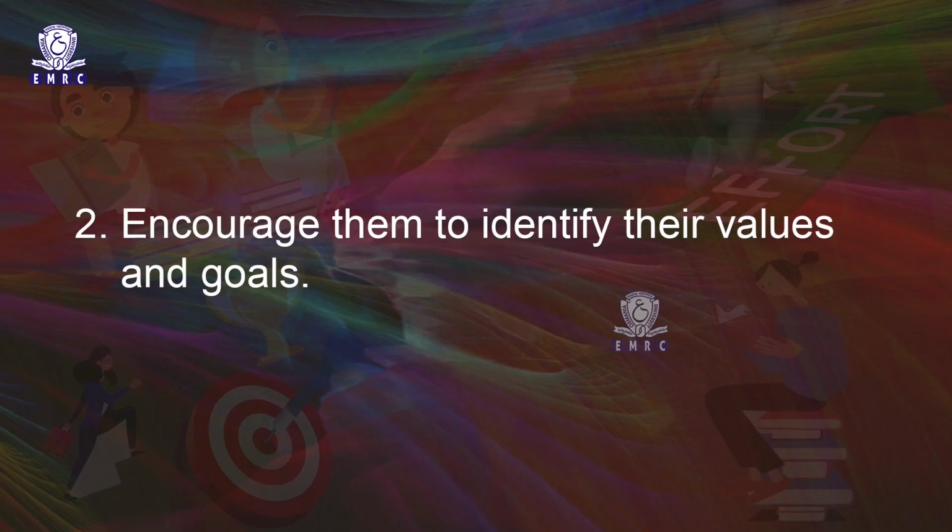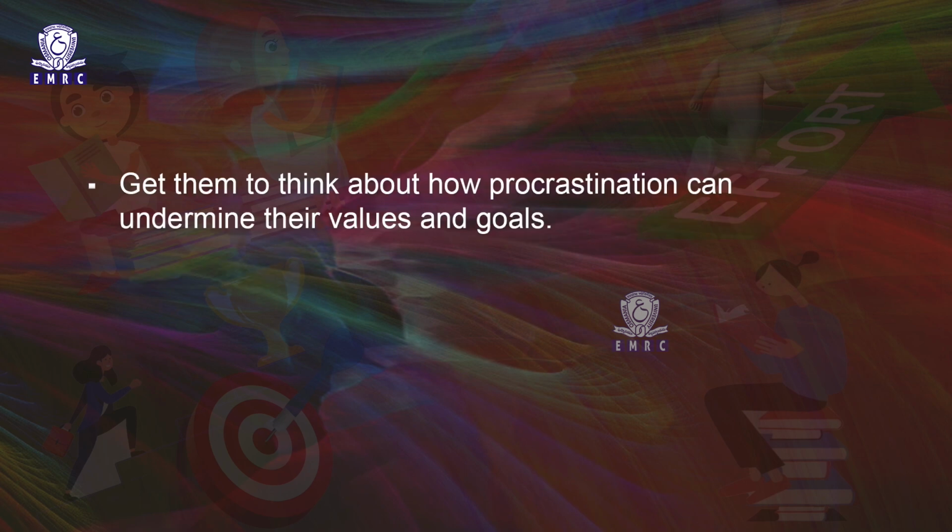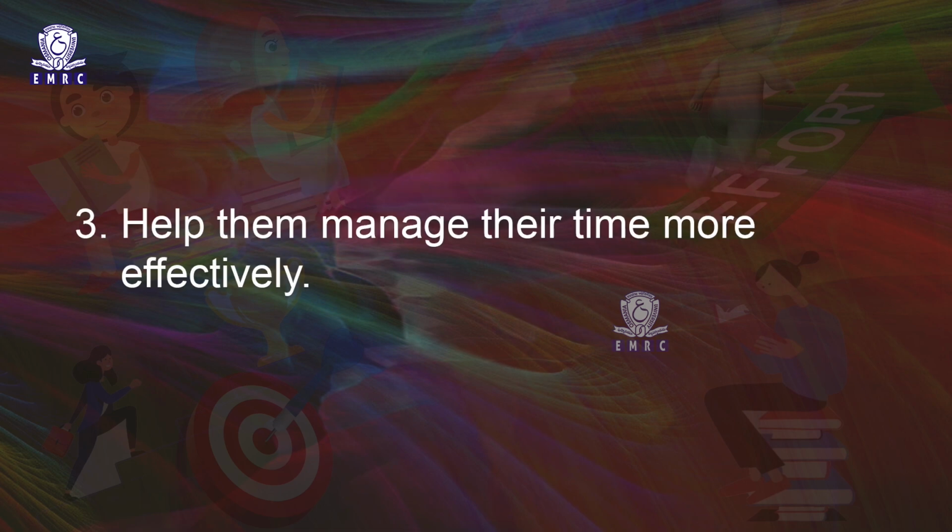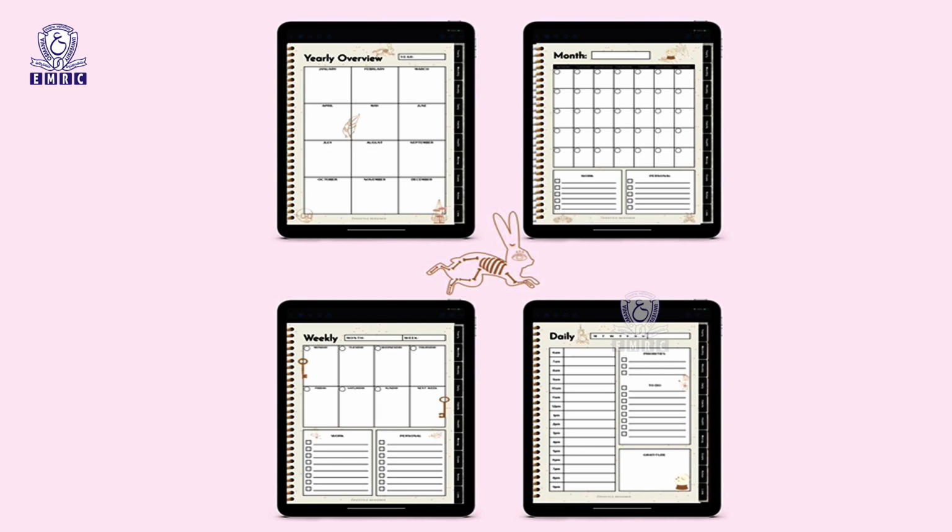Second one, encourage them to identify their values and goals. Get them to think how procrastination can undermine their values and goals. Third strategy, help them manage their time more effectively. Have the students make yearly, monthly, weekly and daily plans. Then help them monitor how they are using their time and what ways they can use to use the time more wisely.